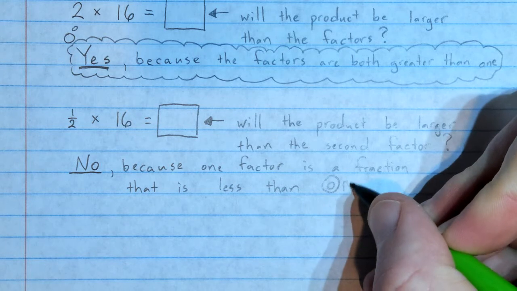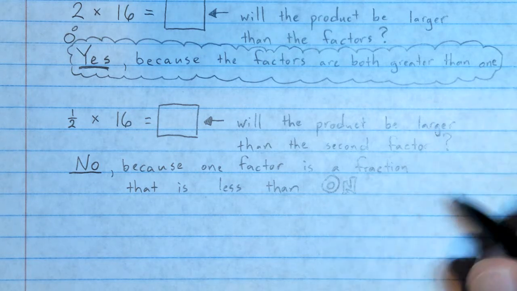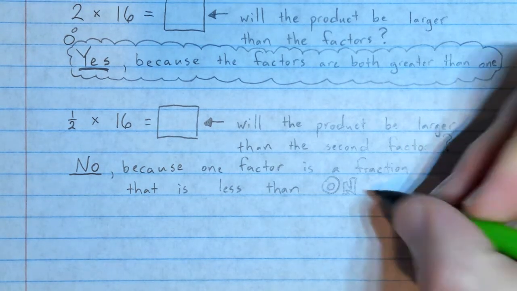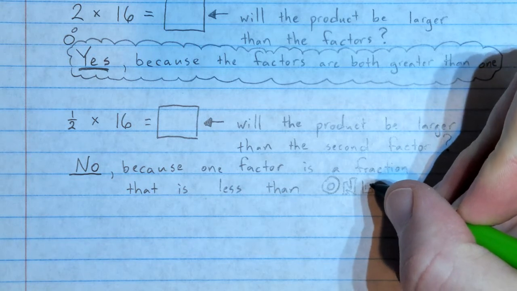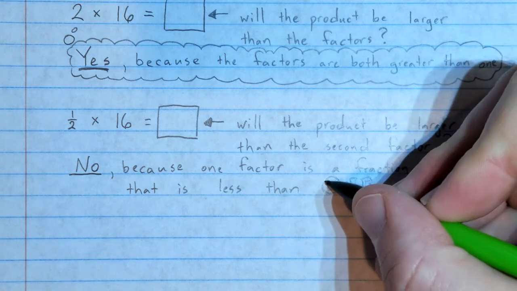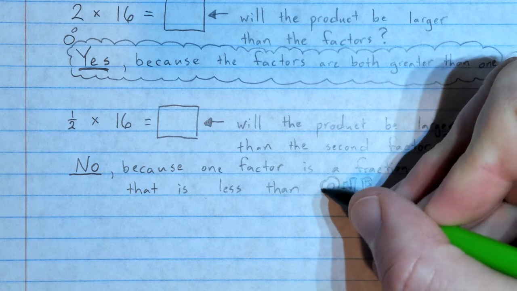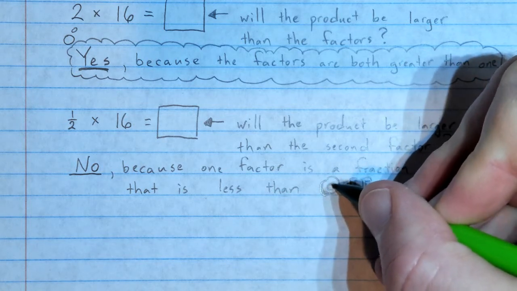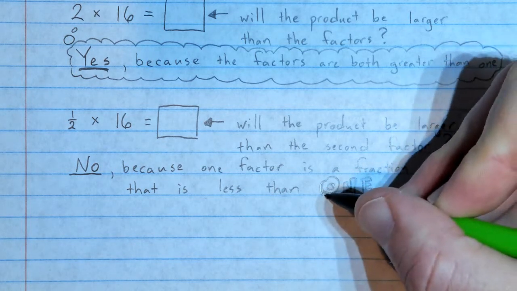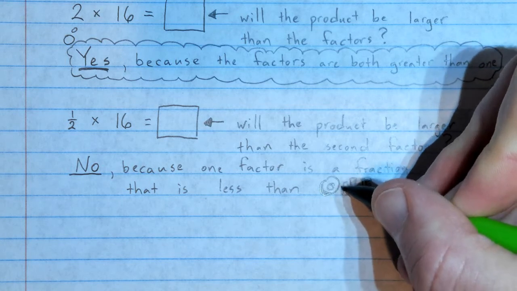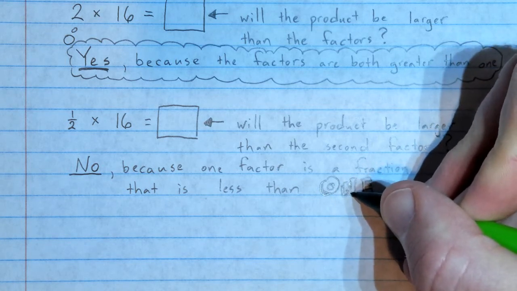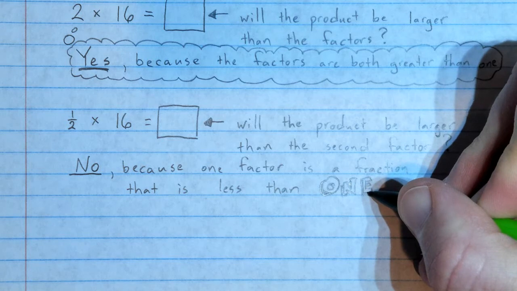Okay? And if you look up above, remember, I said greater than 1. Well, now we've got a factor that's less than 1. And if you have a factor that is less than 1, then your product is actually going to get a little bit smaller. Your product is going to get smaller.